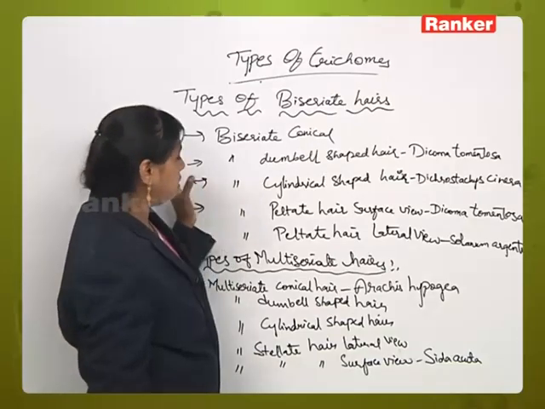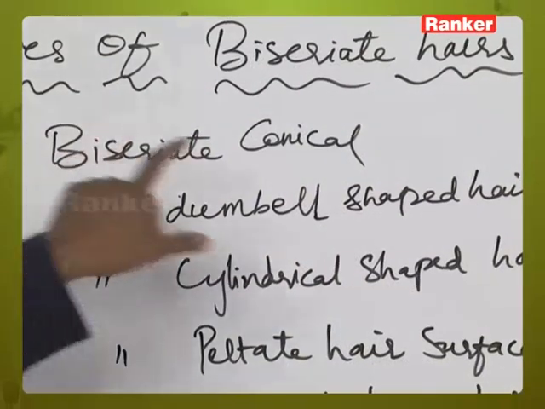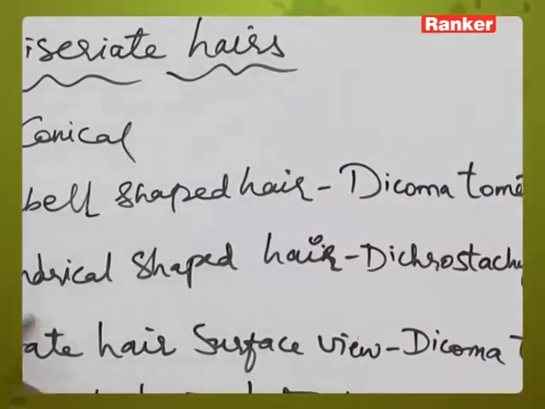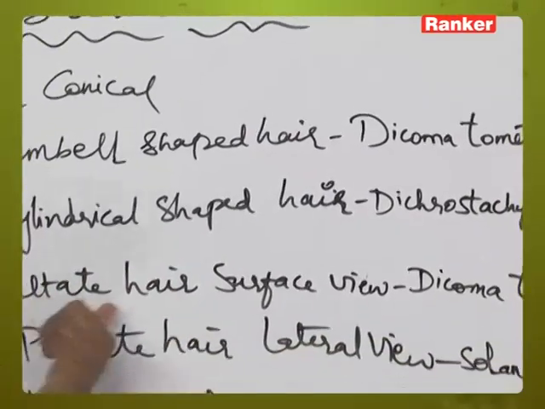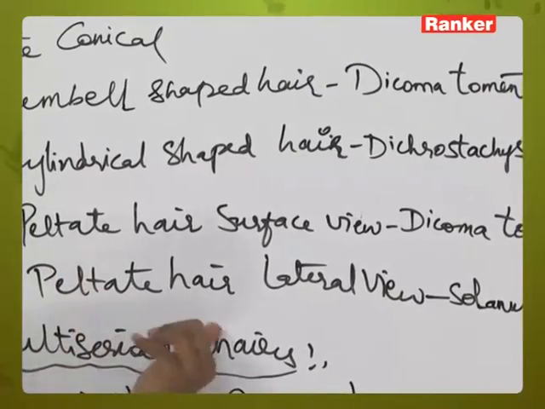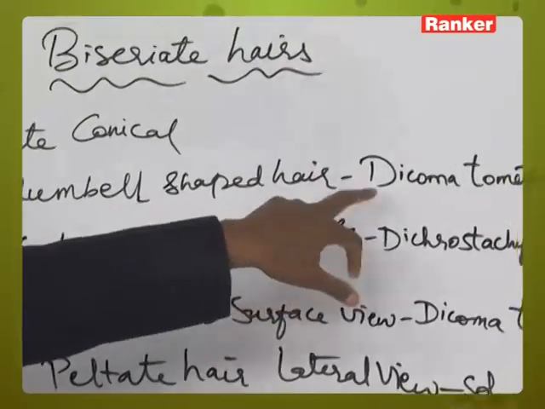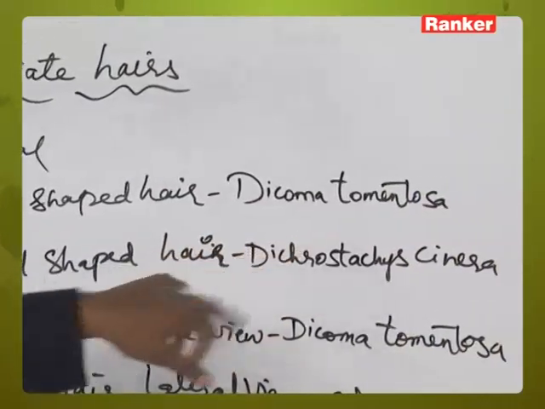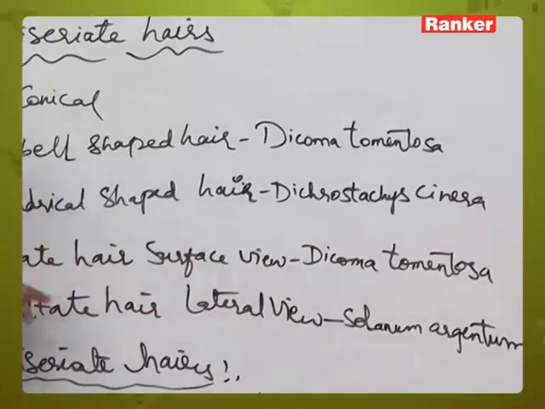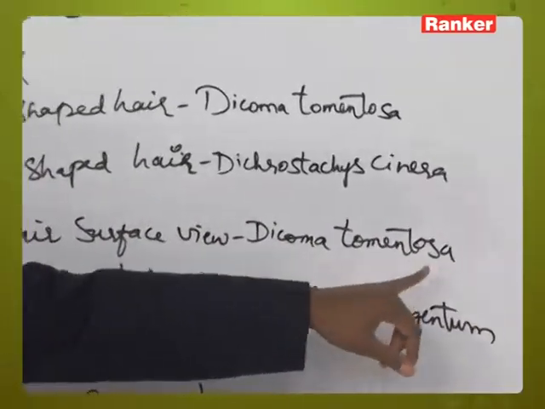In biseriate hairs, these are the different types present. Biseriate hair may be conical, dumbbell shaped, cylindrical shaped, or peltate hair in surface view, or biseriate peltate hair in lateral view. For dumbbell shape, the example is Dichoma tomentosa. For cylindrical shape, it is Dichrostachys cinerea, and for peltate hair in surface view, it is again Dichoma tomentosa.